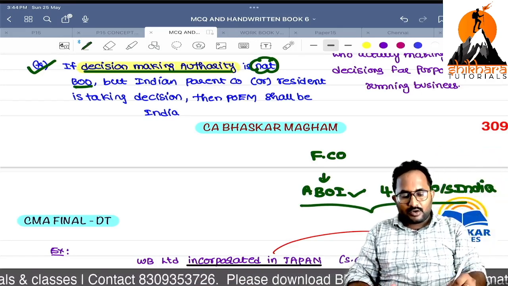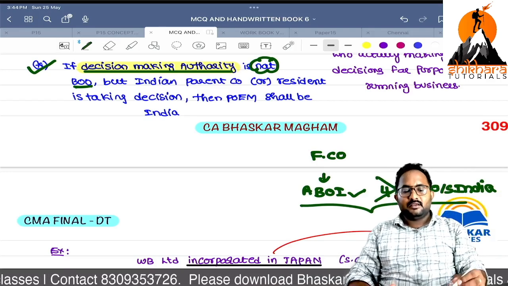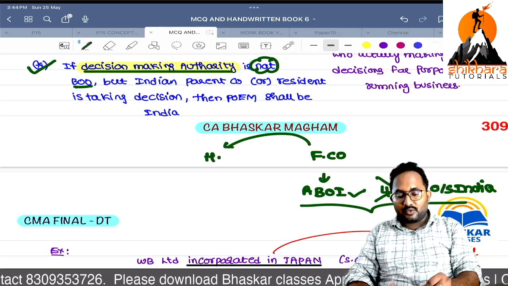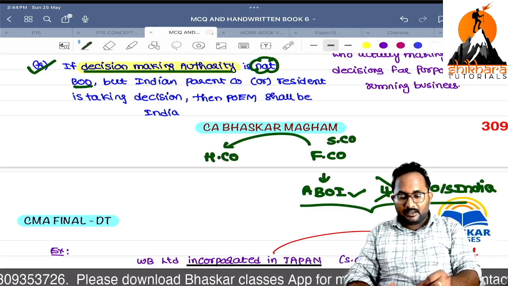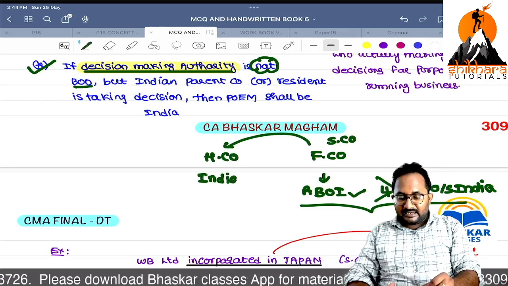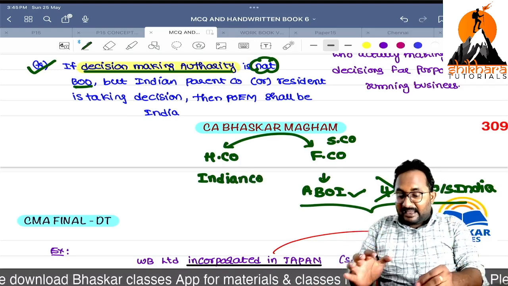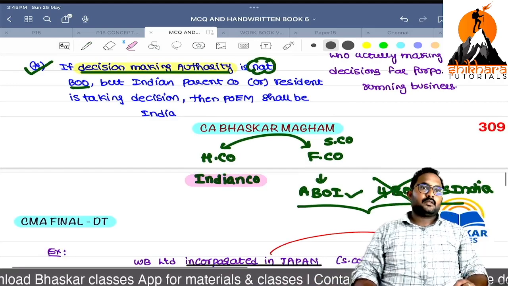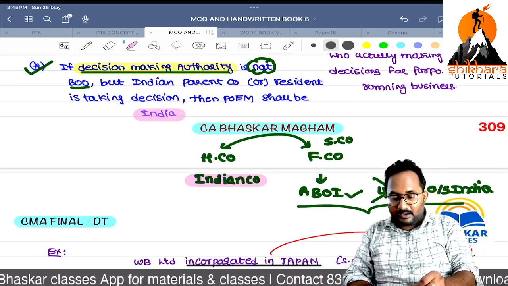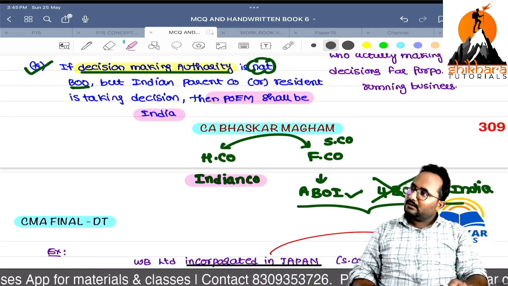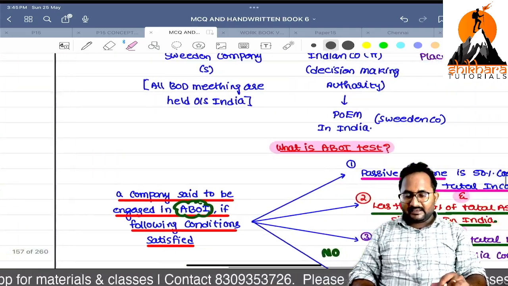But here, the board of directors are namesake only. This foreign company is a subsidiary of an Indian holding company. It is a subsidiary company. One Indian company is there, and for that Indian company, they are acting as a subsidiary. Who is the decision maker here? The Indian company. So now the residential status is directly that POEM is in India. Then the residential status is resident only. That is only one example I gave.